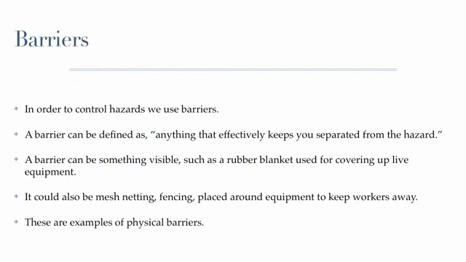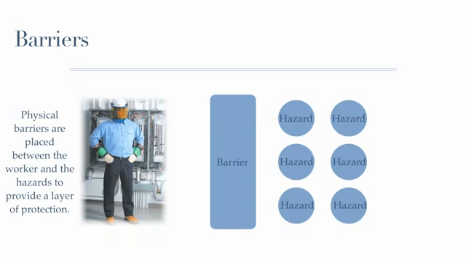In order to control hazards, we use barriers. A barrier can be defined as anything that effectively keeps you separated from the hazard. A barrier can be something visible, such as a rubber blanket used for covering up live equipment. It could also be mesh netting or fencing placed around equipment to keep workers away. These are examples of physical barriers. Physical barriers are placed between the worker and the hazard to provide a layer of protection.